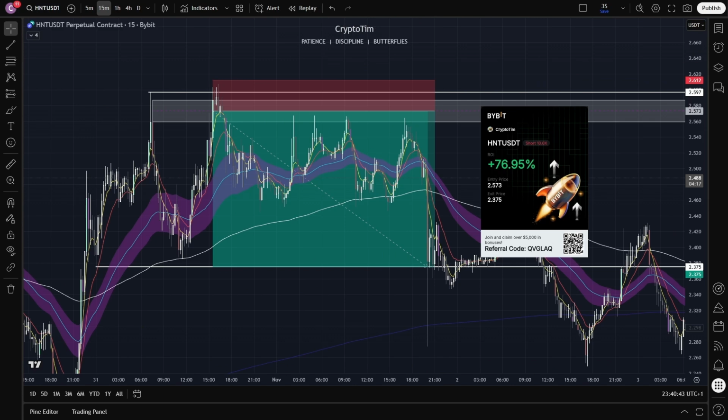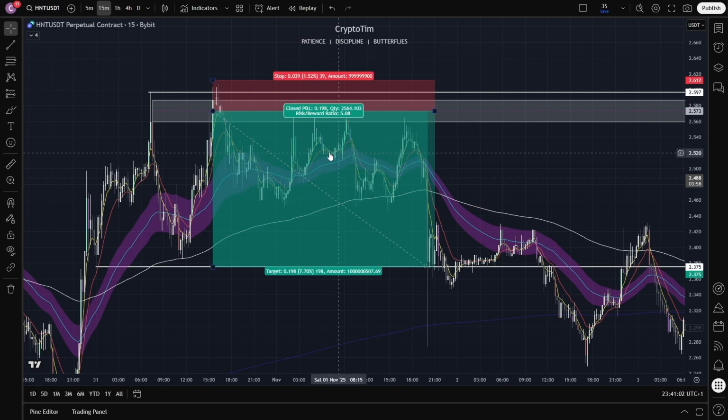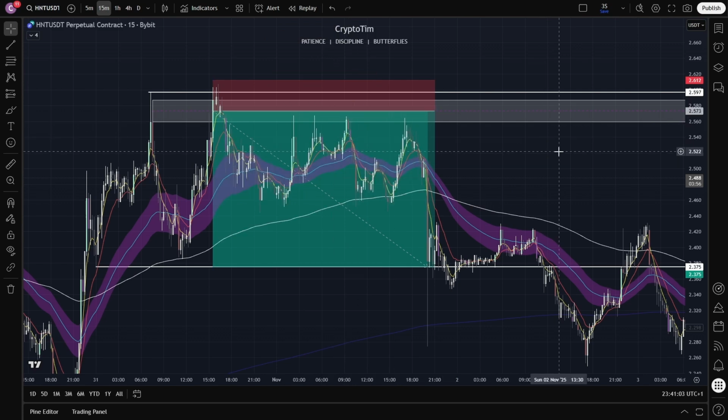So now what can we tell about this trade in hindsight? First of all, screenshot of the trade: entry at 2.573, TP at 2.375, resulting in a 76% ROI on 10x leverage. Most importantly for us, it's a 5R trading setup.